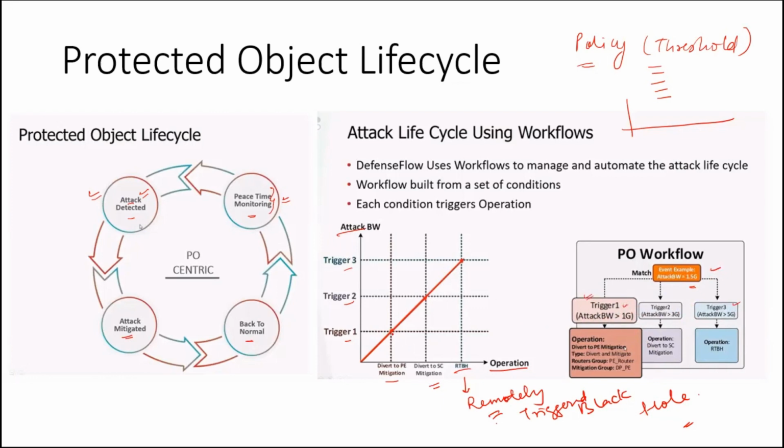So if trigger one occurs, the operation is defined: divert to PE route, PE mitigation. So type is divert and mitigate. Router group should be PE router. Mitigation should be TEP PE. So in this way, the protected objects would work, and according to the thresholds, the trigger would be there, and accordingly, the operations will perform. Okay. So as we have learned in the last slides, three steps would be there: detection, mitigation, and the operation.